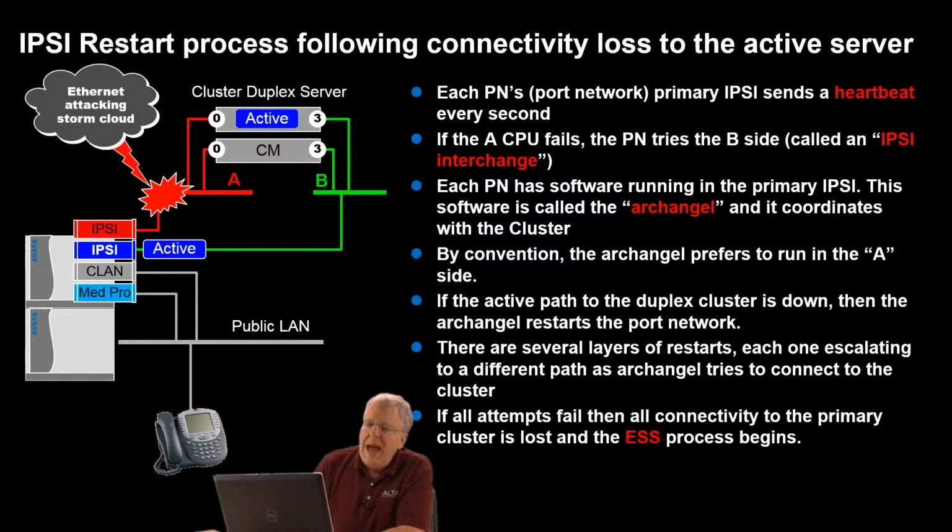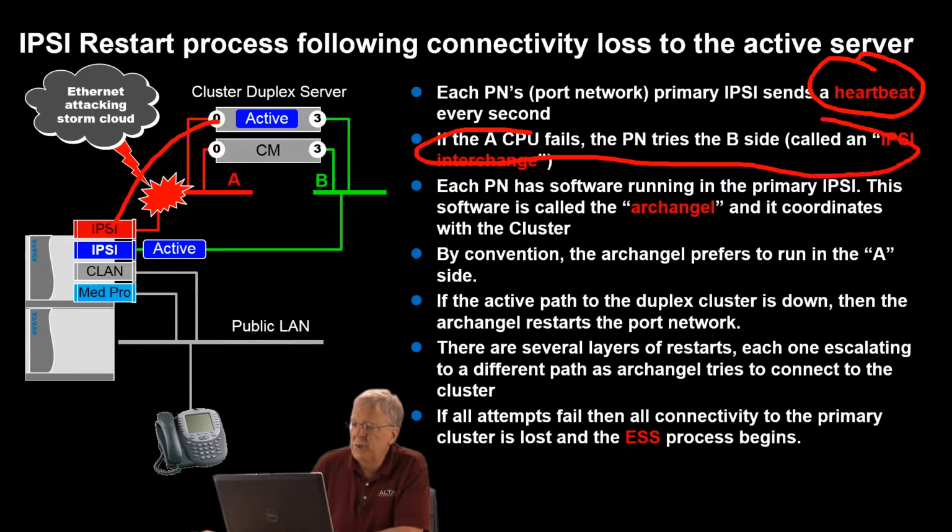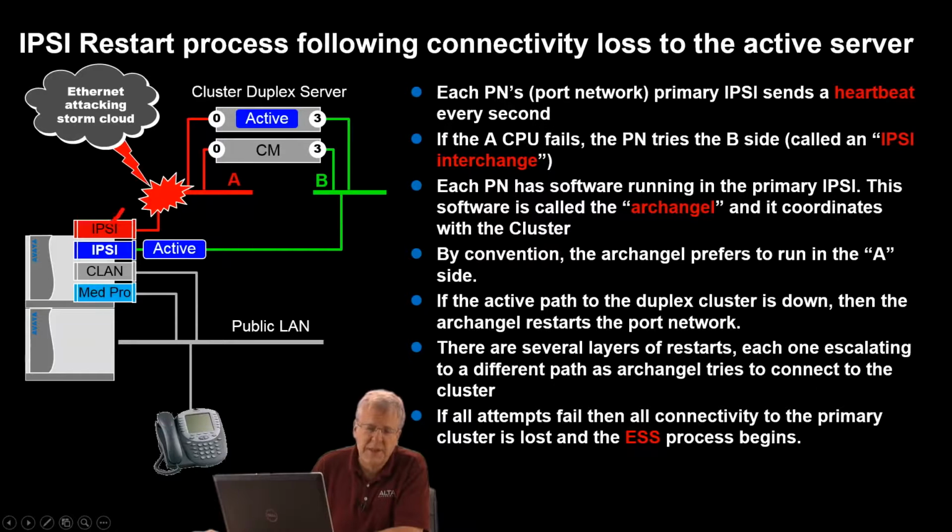Well, what would happen, for instance, if we were to lose an Ethernet switch, or an IPSI would die, or maybe just a plug gets kicked? If that's the case, then a heartbeat, which is normally running between the IPSI and the active CPU, wouldn't be there anymore. And then an IPSI interchange would occur, as you see right here, which basically means to stop using the current IPSI, drop to the backup, and see if you can get back up to the same communication server.